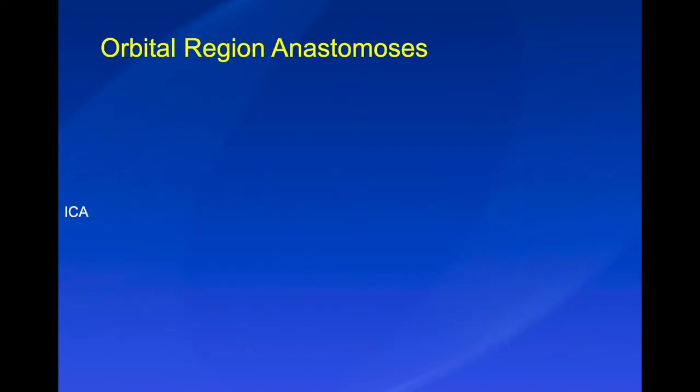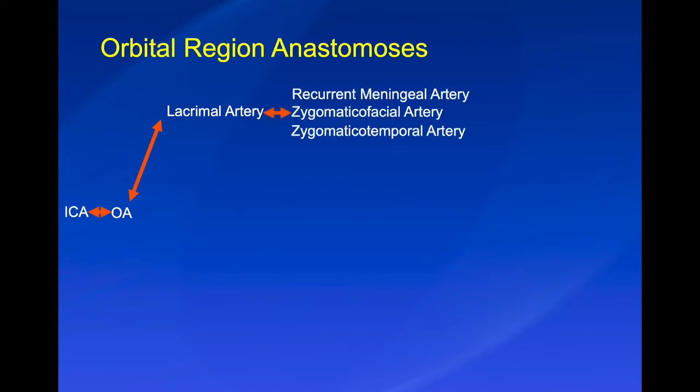So what are the orbital region anastomoses? So this is basically a chart, and I've shared this before, but we'll just kind of work through this, okay? So we have our internal carotid artery, and then that supplies the ophthalmic artery. Ophthalmic artery, there's a branch called the lacrimal artery, and this anastomoses with 3 arteries: a recurrent meningeal artery, zygomaticofacial artery, and zygomaticotemporal artery. And then these go to the middle meningeal artery, transverse facial artery, and deep temporal artery, respectively.